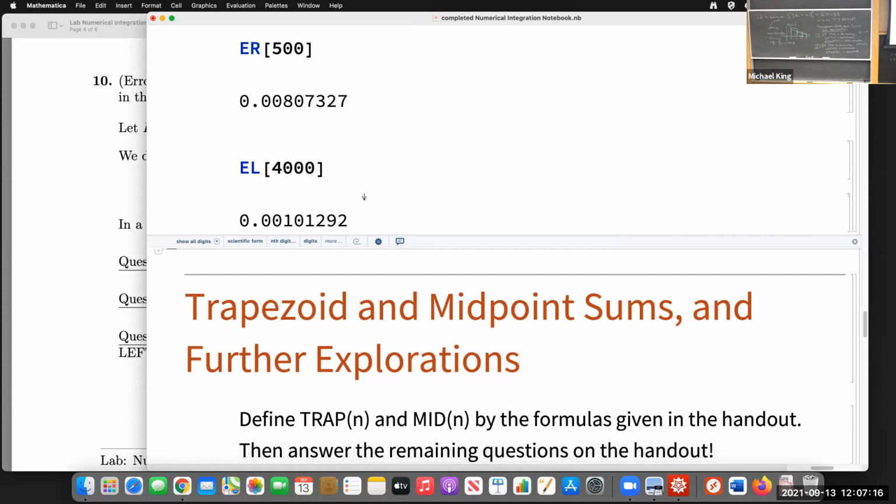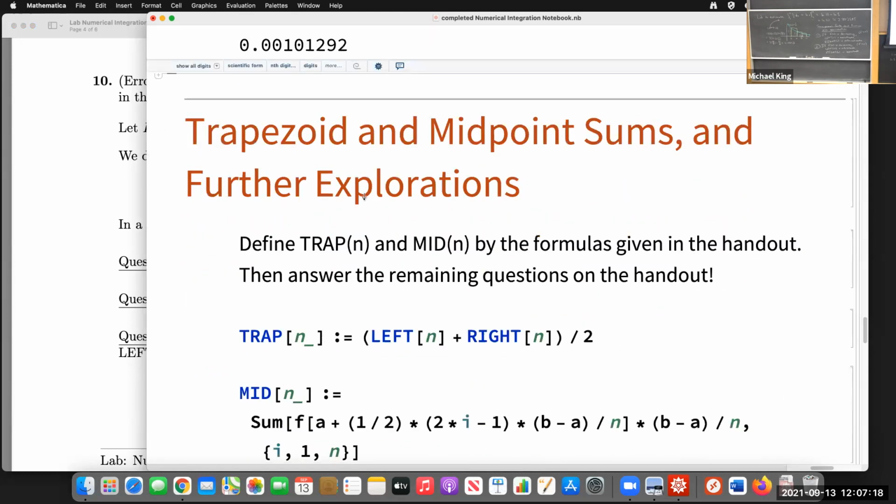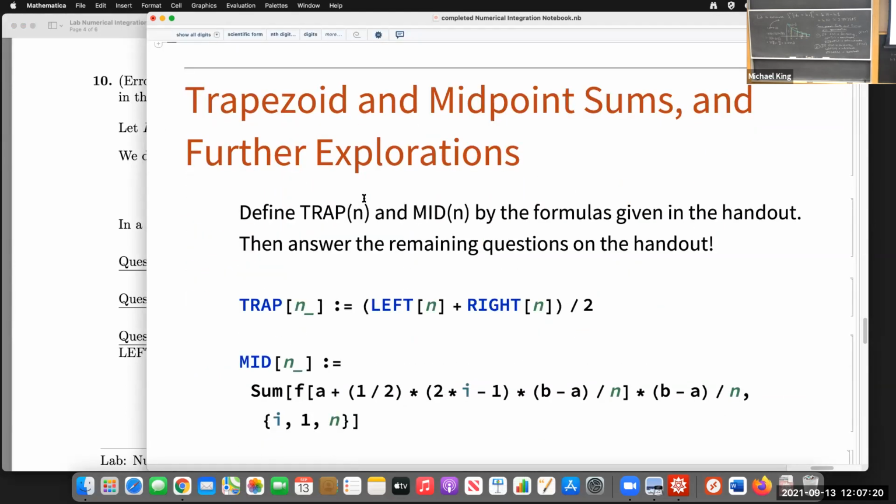I want to get into the trapezoid and midpoint sums a little more carefully. That's actually one of the reasons I wanted to walk through this together, to talk about these a little bit before. I think you have homework on this due Friday, so I wanted to talk about trapezoid and midpoint sums a little more. So let me talk a little bit about them, and especially where this formula comes from for the midpoint sum. I talked briefly about it in class Wednesday.